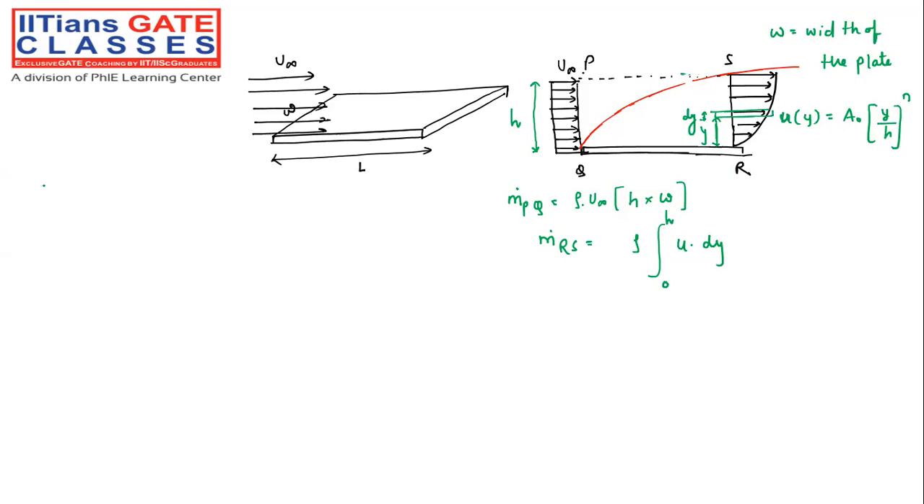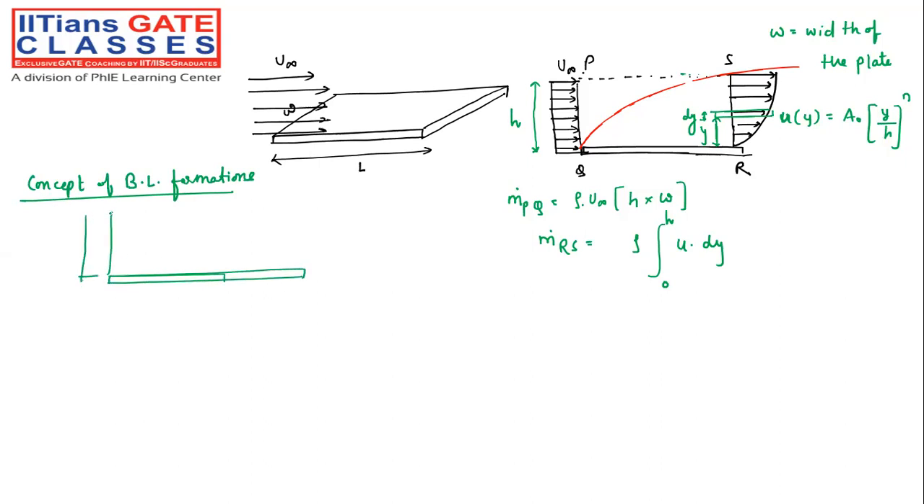formation, if I just give the concept of boundary layer formation, you know that through the flat plate, initially the velocity profile will be linear. But after that, due to boundary layer formation, the velocity profile will no longer be linear.